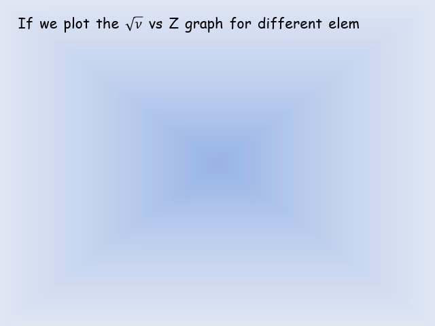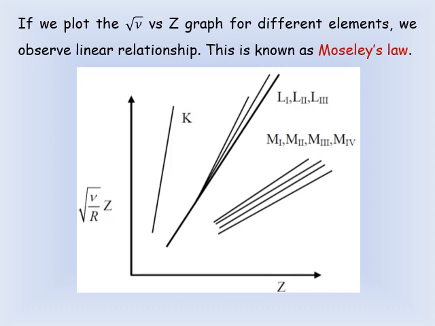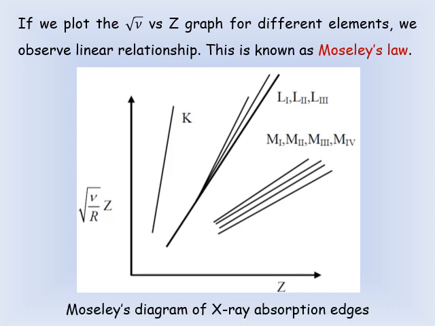If we plot the square root of nu versus Z graph for different elements, we observe a linear relationship. This is known as Moseley's law. Here you see Moseley's diagram of X-ray spectra absorption edges as a function of Z for different elements.